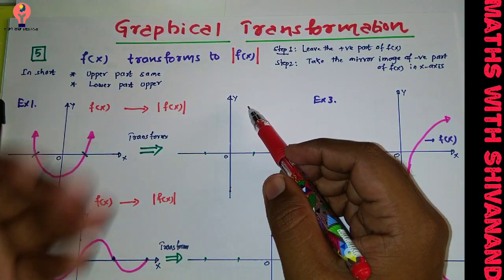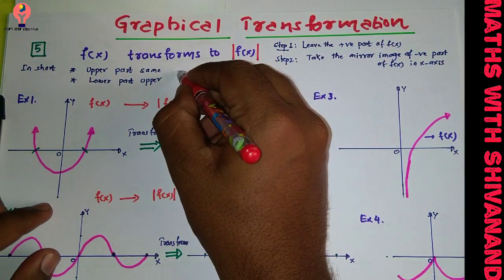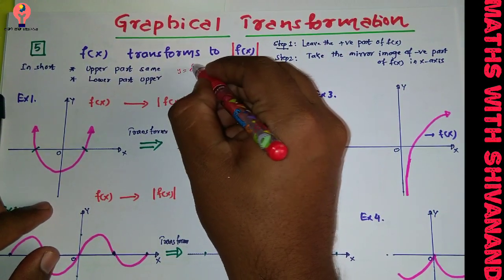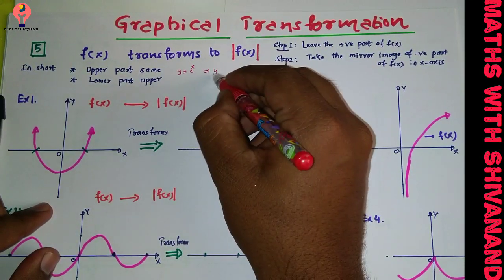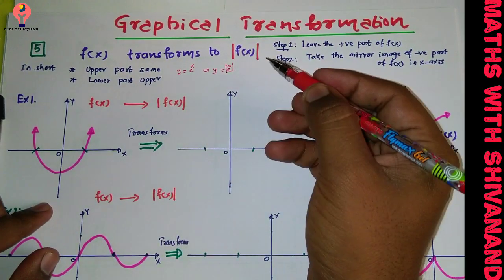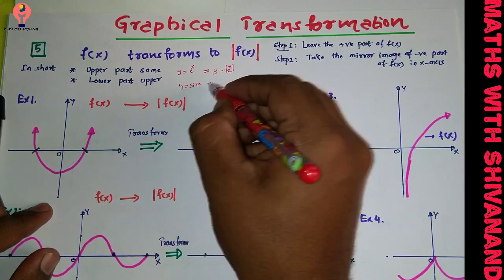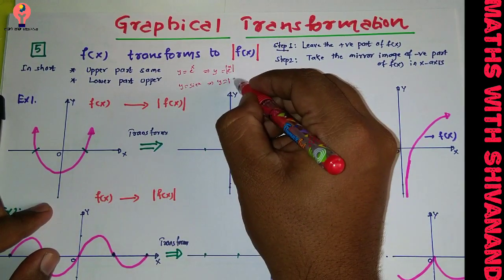How do we draw such a graph if f of x is turned into modulus of f of x? For example, if y is equal to e raised to x is a graph, now your task is to draw y is equal to modulus of e raised to x. How to sketch such a graph? Initially he has given the y is equal to sin x graph. How to sketch y is equal to modulus of sin x graph?